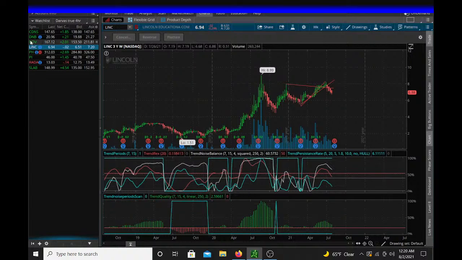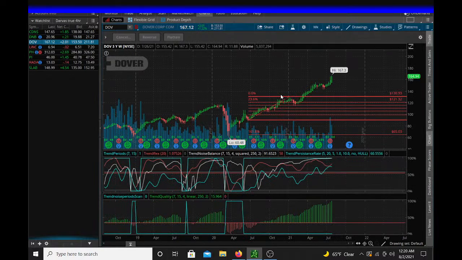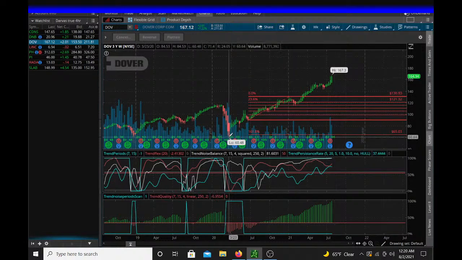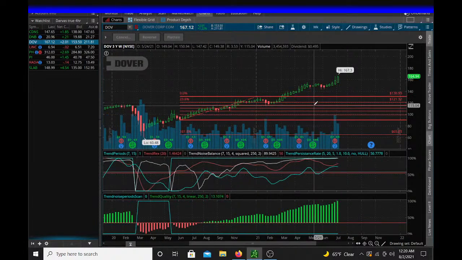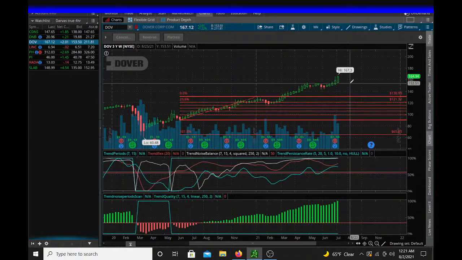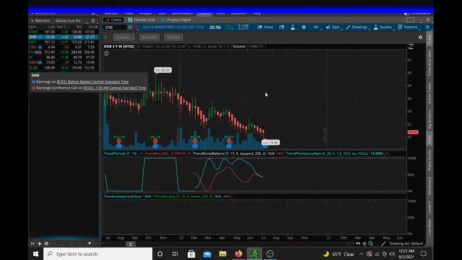Let's see, what's this? DOV, Dover Corp. We had a Fibonacci here drawn, and it went way out of it. Okay, so I've been here before. And let's just see how it bounced off of those lines as we had it plotted. Okay. So this may even be one that's going to continue to run on up.